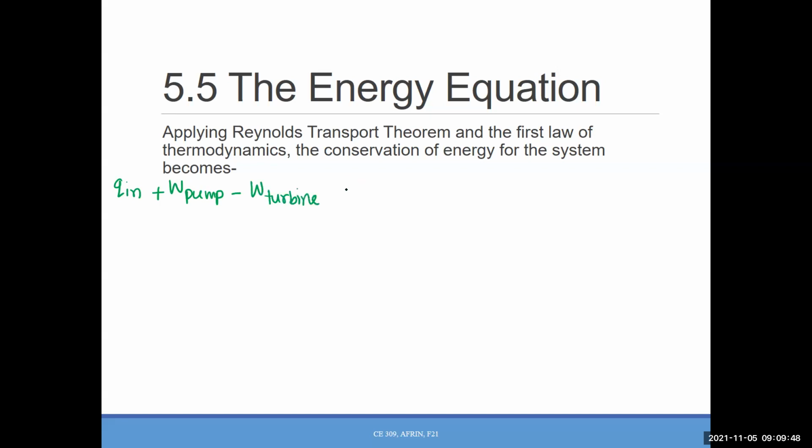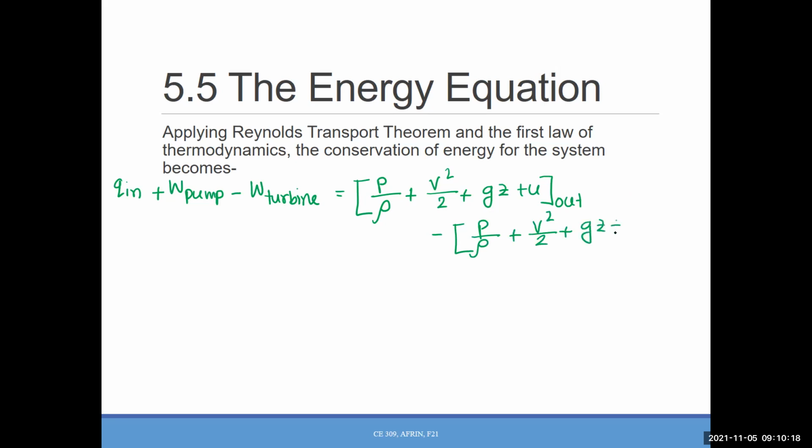W turbine equals to P over rho, V square over 2, out, minus P over rho, V square over 2, plus U, in.